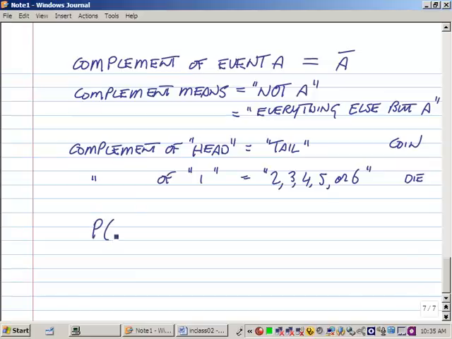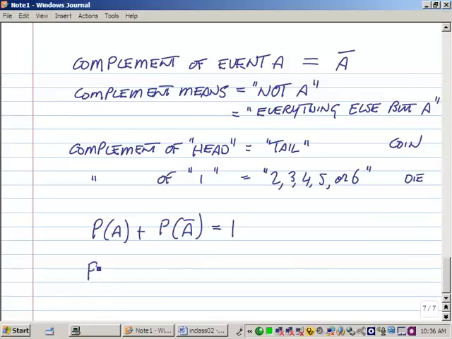Alright, and so in general, and in particular, the probability of A plus the probability of A bar is equal to 1. That's because both A and A bar together make up all the events in the event space. So A head, A bar tail make up everything. A being a 1 on the roll of the dice, and A bar being 2, 3, 4, 5, or 6, make up all the events. So the probability of the two together adds up to 1.